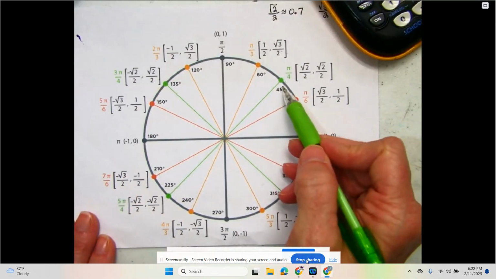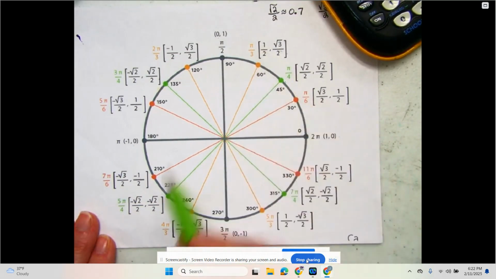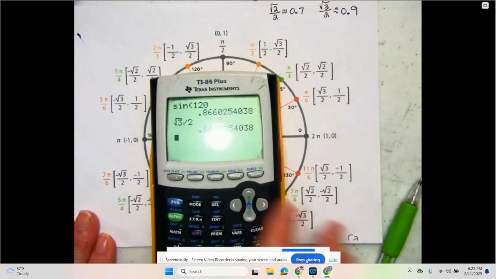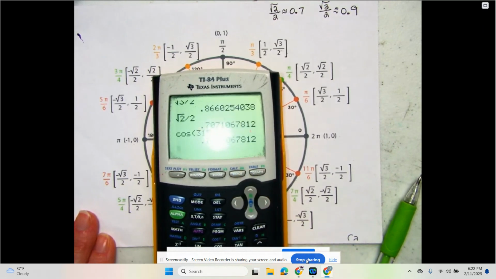The cosine of 60 is the x value, 1/2. So what's the cosine of 225? Negative square root of 2 over 2. What's the cosine of 300? 1/2. What's the cosine of 315? Square root of 2 over 2. So we can check that. The cosine of 315 is the square root of 2 divided by 2, and if I actually do the cosine of 315, it's the same exact number.